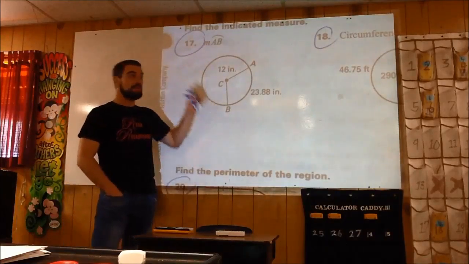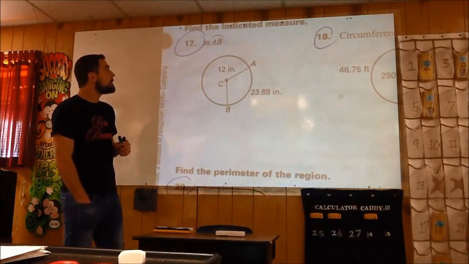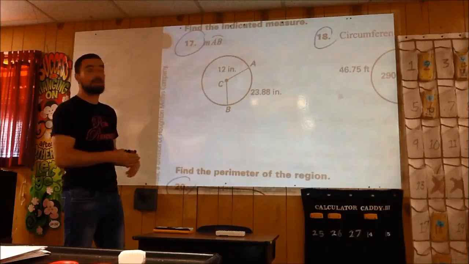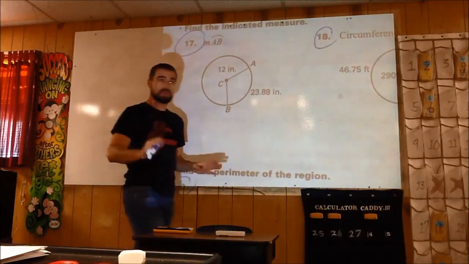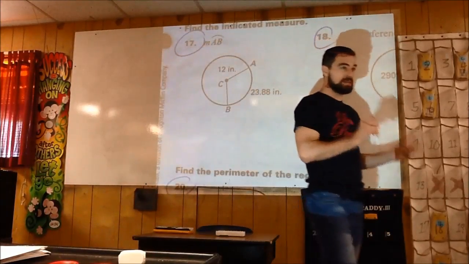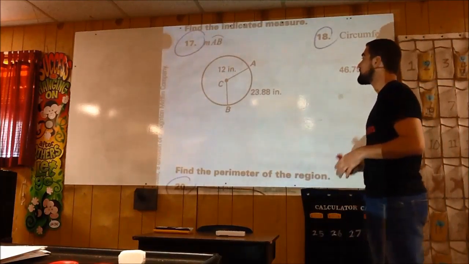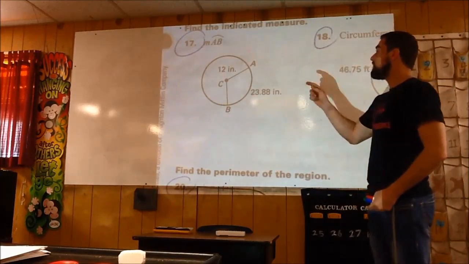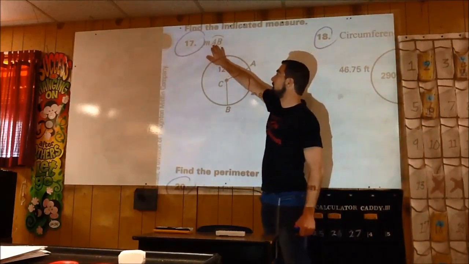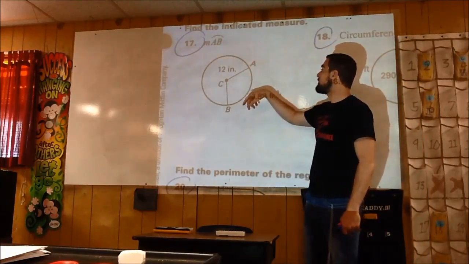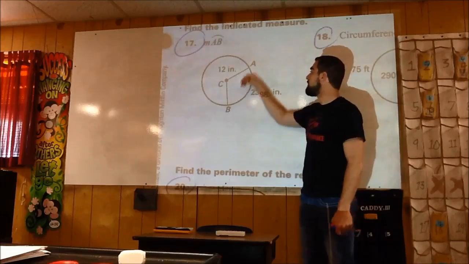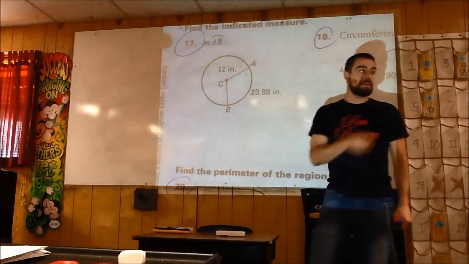Page 215, number 17. It says find the indicated measure. And again, like I explained when I told you the assigned problems, we need the exact and the rounded answer. We are looking for, on number 17, the measurement of minor arc AB.